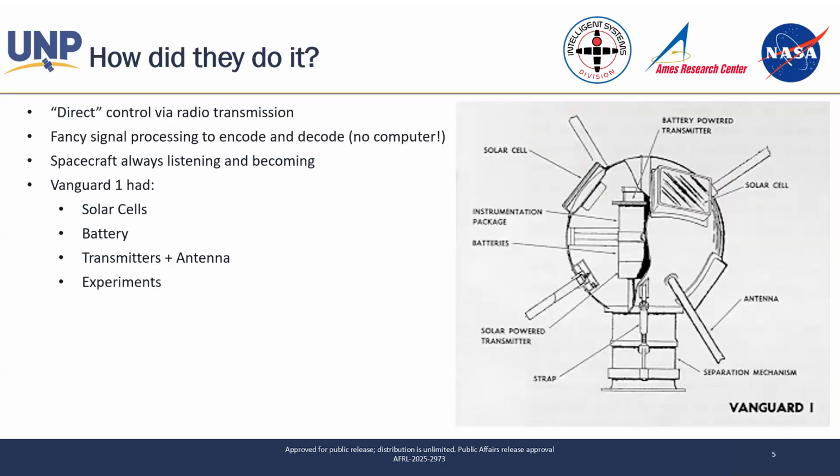How they did it then was essentially direct control via radio transmission. We still do this with radio transmission. There was no computer on board these old nano spacecraft. A computer was actually a bunch of people in a room, mostly women, doing math. That's what it was at the time. In these cases, the spacecraft was always listening and beaconing. And you essentially had 4 components on the spacecraft.